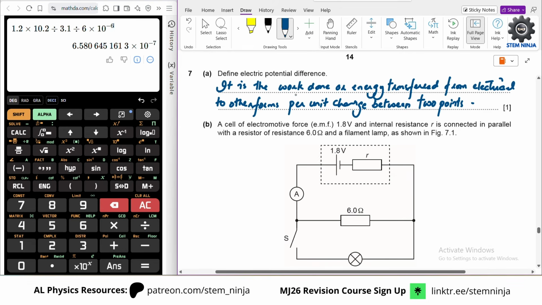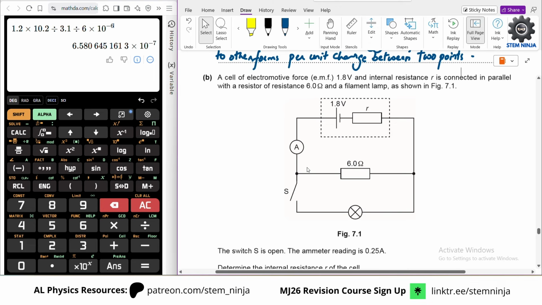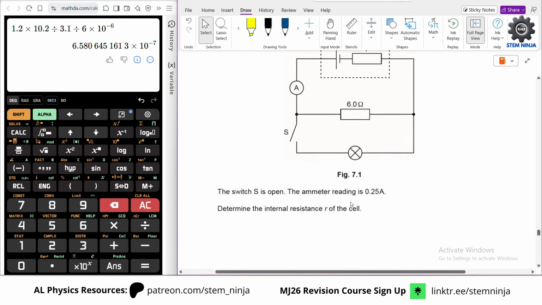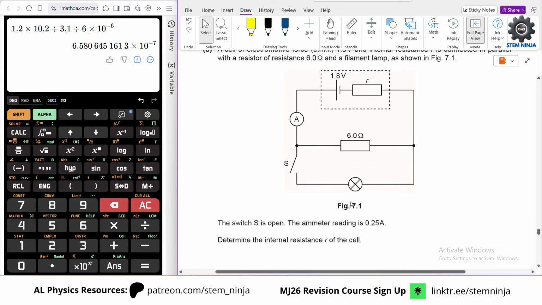That's it. Okay. A cell of electromotive force EMF 1.8 volts and the internal resistance R is connected in parallel with a resistor of resistance 6 ohms and a filament lamp. Switch S is open. The ammeter reading is 0.25 ampere. Determine the internal resistance R of the cell.